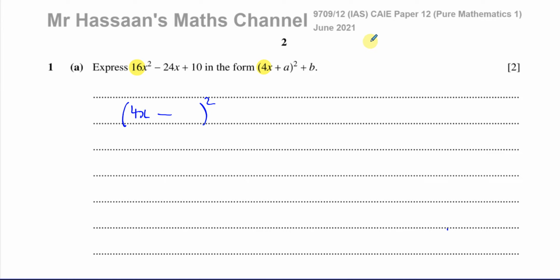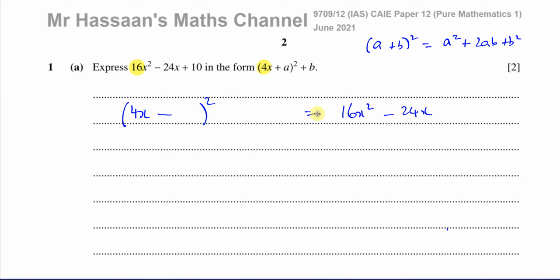Well, we have to understand that when you have, for example, a plus b all squared, when you square the bracket you end up with the first term squared, plus 2 times the product of these two, so 2 times a times b, plus the last term squared. So when you square this bracket, we're going to end up with 16x squared, and then minus 24x.